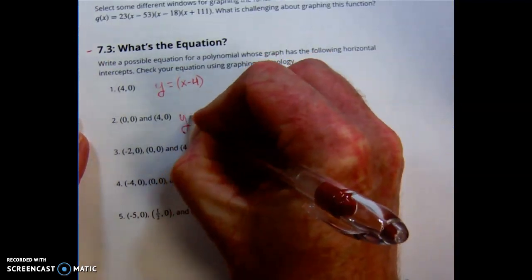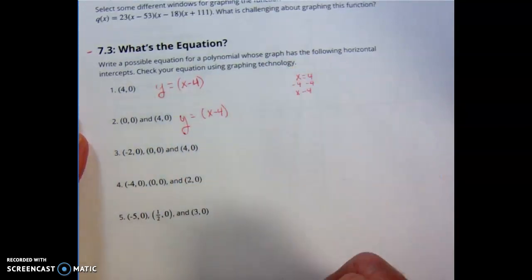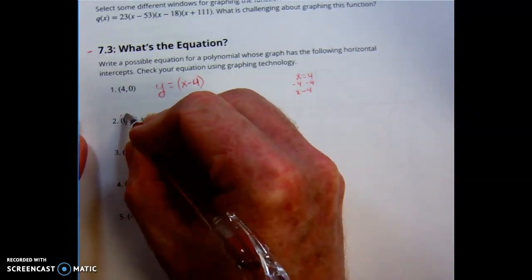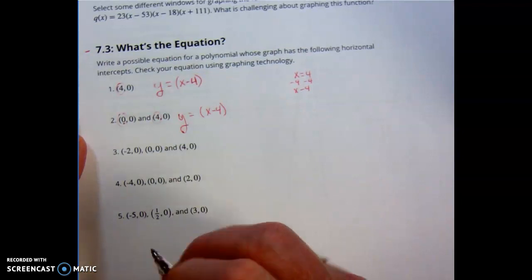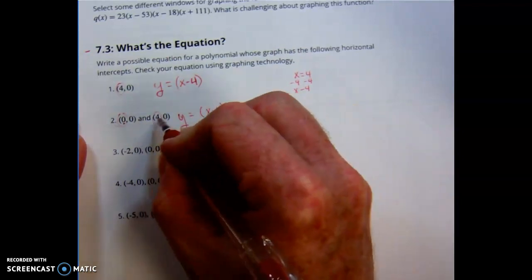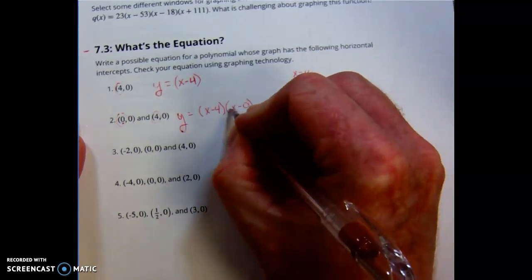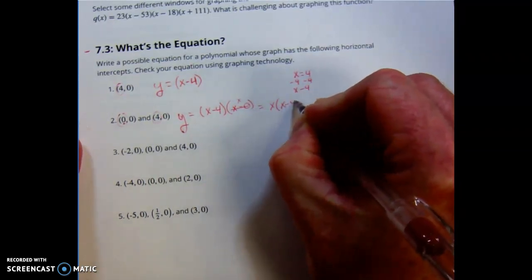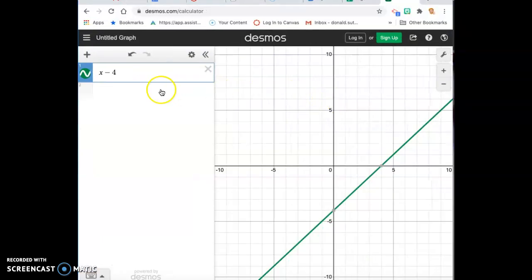So y equals, that's that same 4, 0, so I know it's going to be x minus 4. And then I'm also using 0, 0. Really, the part we're after here is the x part of the xy ordered pair for the intercept. As long as that y part's 0, we know we use the x. So I could say x minus 0. Well, x minus 0 is really just x. So maybe a better way of saying this would be x times x minus 4. Okay, so let's go back to our Desmos. We'll stick some parentheses around that.